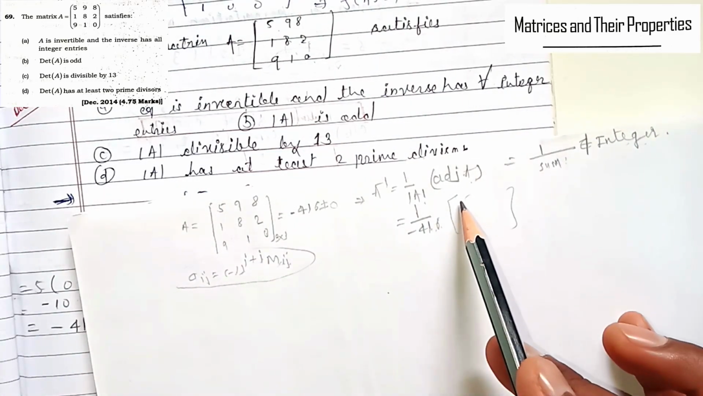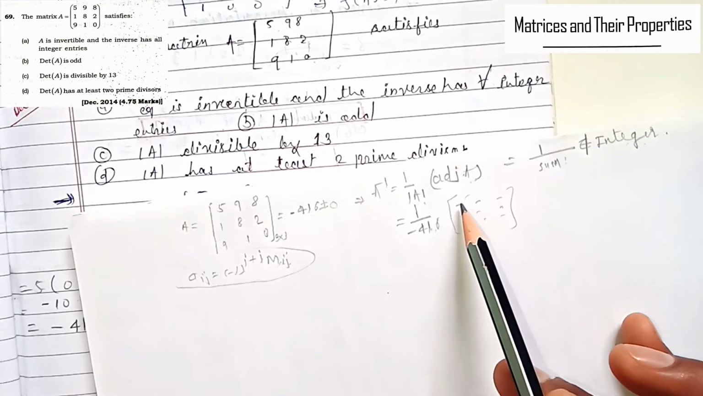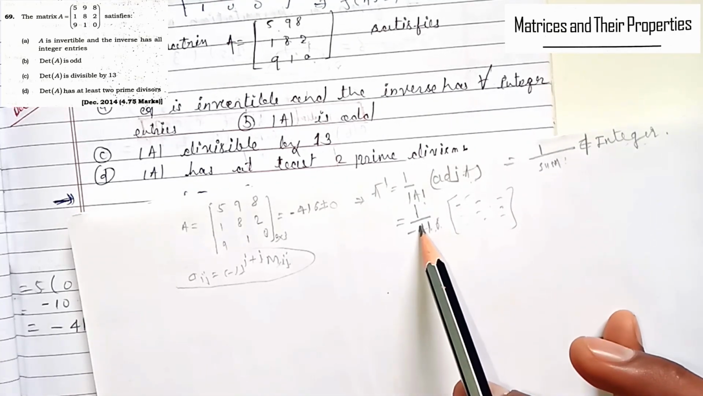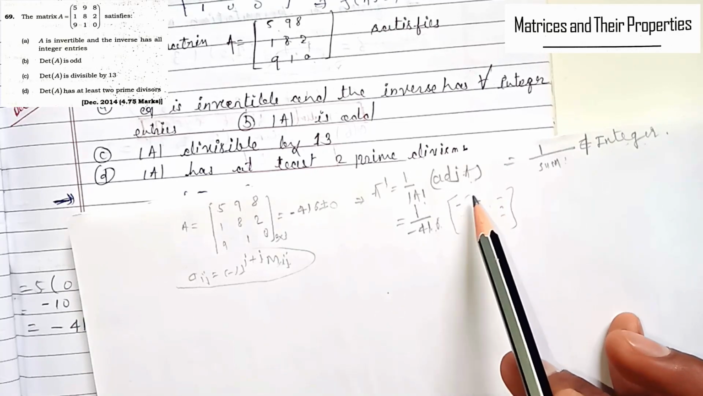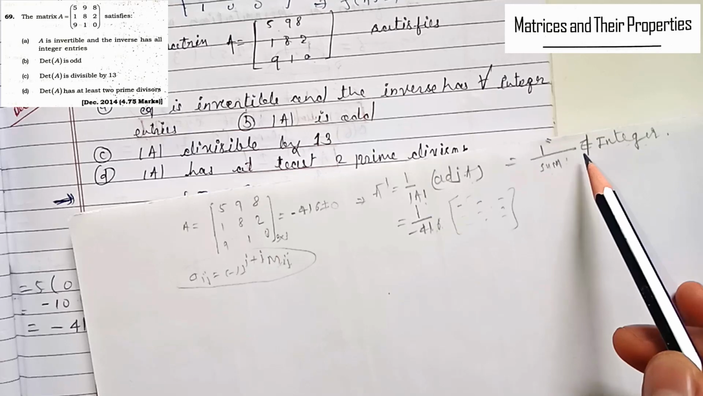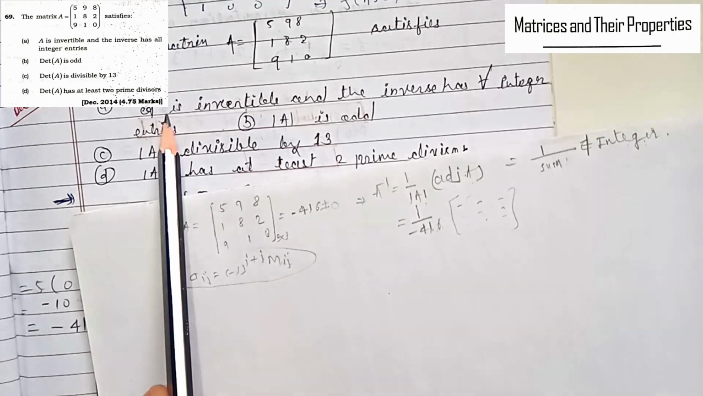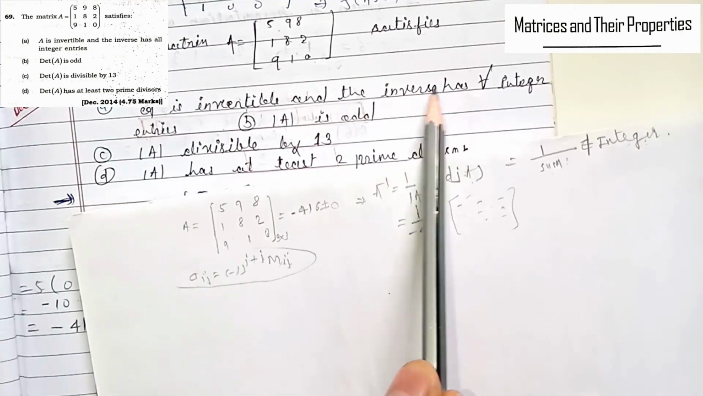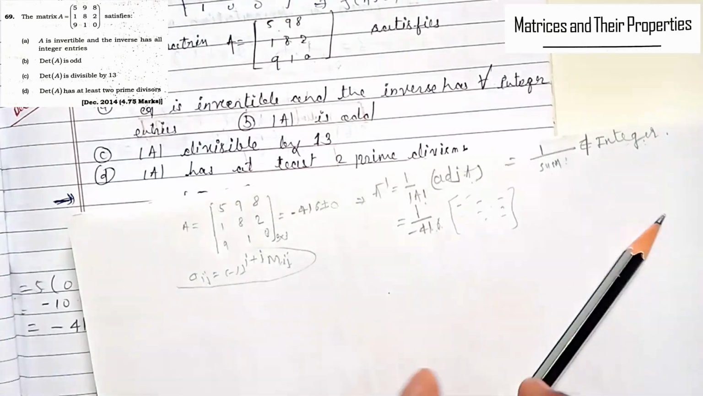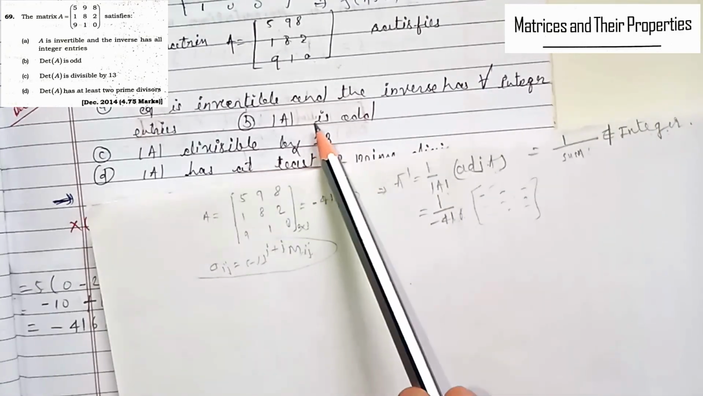So we'll get the adjoint of A as a 3 by 3 matrix, first, second, third, in each row. At least we'll get one number in our matrix which is smaller than 416. When we divide this number by 416, we'll get a number like 1 upon something, which is not an integer. So in option A, the first part is true, but the second part, that the inverse has all integer entries, is wrong.